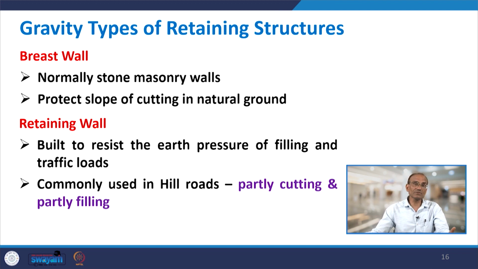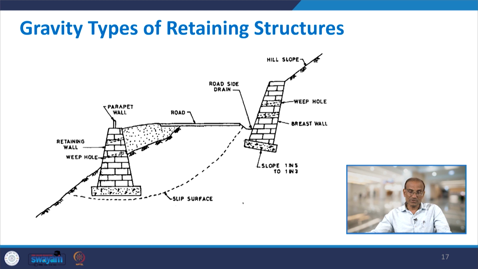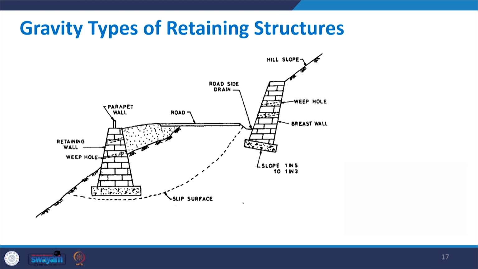So breast walls are used in cutting, but contrary to this, retaining walls are commonly used in hill roads, partly in cutting and partly in filling. So breast walls are used in cutting only, while retaining walls are built to resist the earth pressure of filling and traffic on roads. This is the figure which shows the difference between the retaining wall and the breast wall. Let us first discuss the retaining wall.